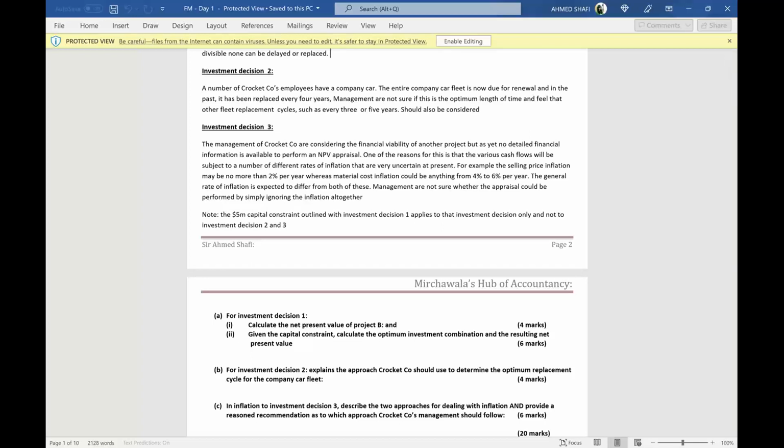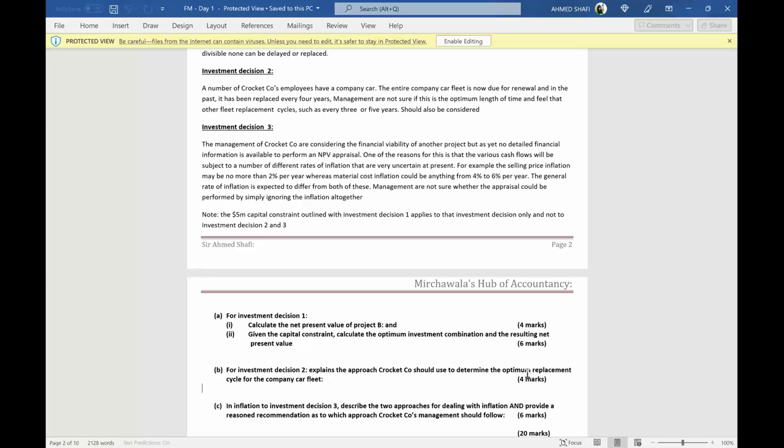Okay. Now, requirement B of this question is for investment decision 2. Explain the approach Crockett should use to determine the optimum replacement cycle. This is 4 marks, and this is relating to investment decision 2 only. So you don't need to see anywhere else, only focus on investment decision 2. Explain the approach Crockett should use to determine the optimum replacement cycle.